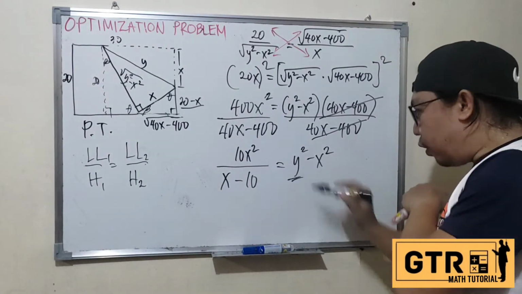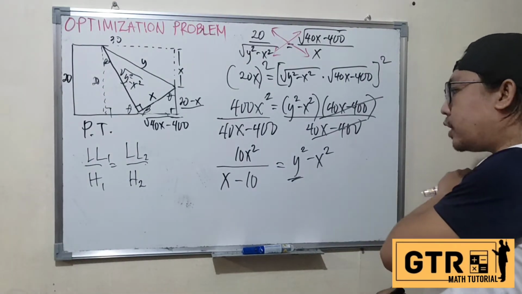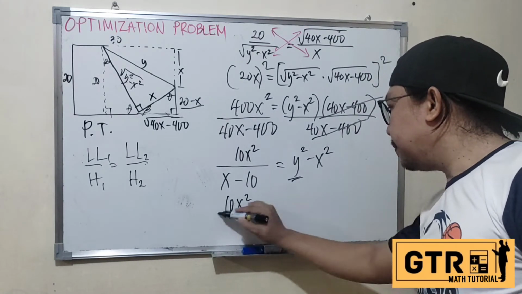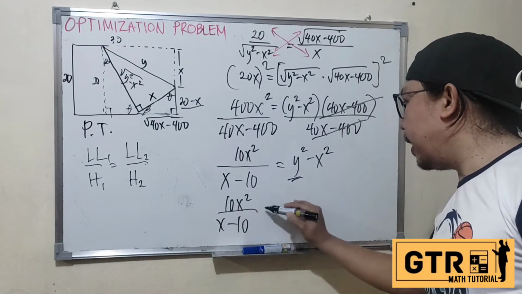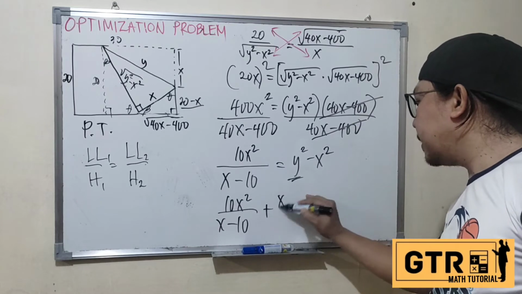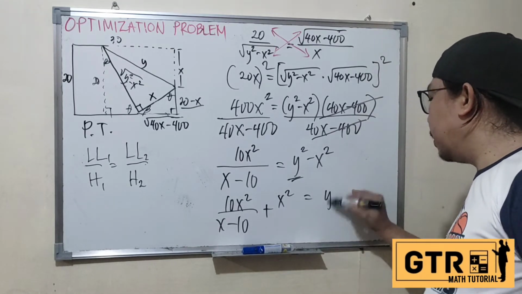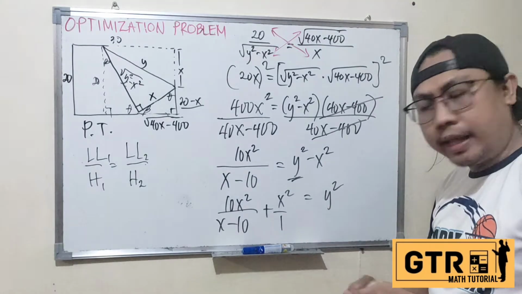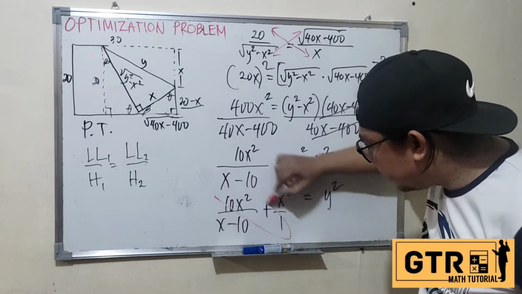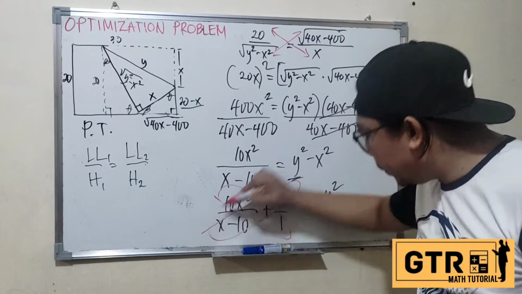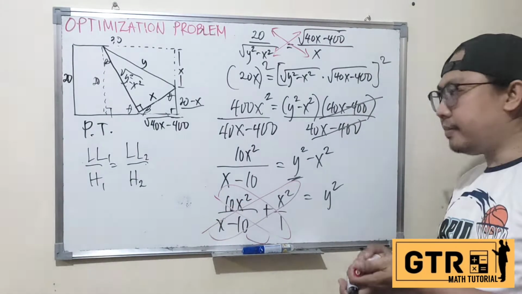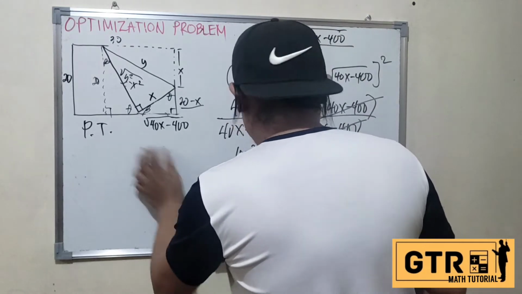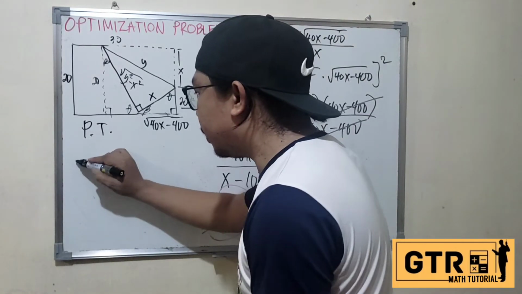So we need to solve for y. Add x squared to both sides. So we have 10x squared over x minus 10 plus x squared equals y squared. So now let's combine this. Let's put 1 under x squared and then apply the butterfly technique, the shortcut when we add fractions. So we solve for y.